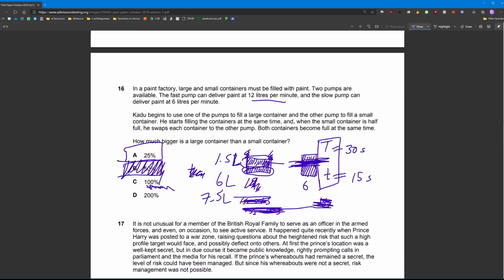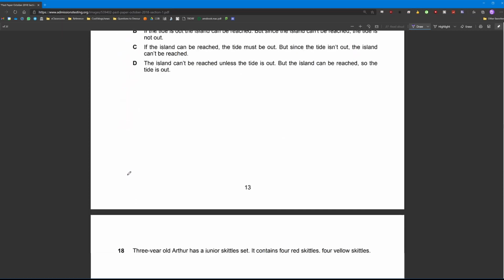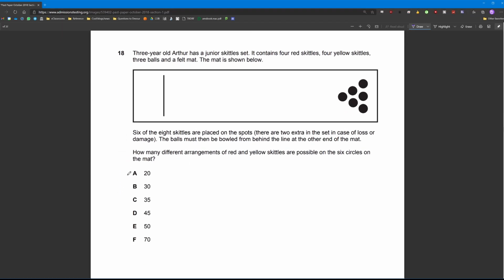Alright, that's interesting. So I'm just checking this through in my head again. 3 liters at the fast pump, 15 seconds on the slow pump, 1.5 liters. 3 liters on the slow pump, 30 seconds on the fast pump, 6 liters. Yes, okay, that's true. Now we move on to question 18, which is the 5th question of today.